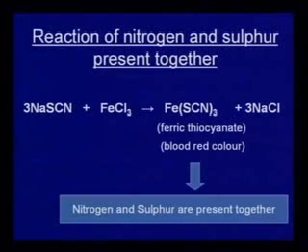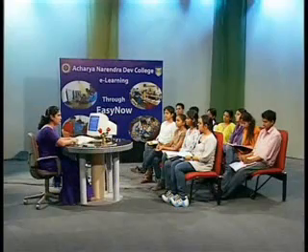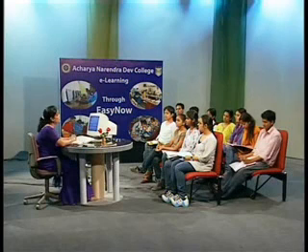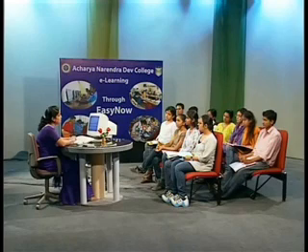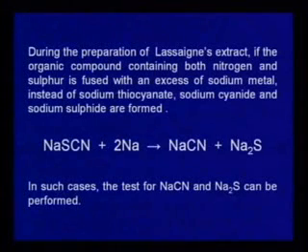Now the reaction for this: when nitrogen and sulfur are present together, they are present in the form of sodium thiocyanate. As you can see in the slide, the sodium thiocyanate reacts with ferric chloride to give ferric thiocyanate, which is blood red in color. So the blood red color is due to the formation of ferric thiocyanate, and it indicates that your organic compound contains both nitrogen and sulfur together. Now there is a possibility that your compound contains both nitrogen and sulfur and you are not getting this blood red color. That means you are getting this test negative.